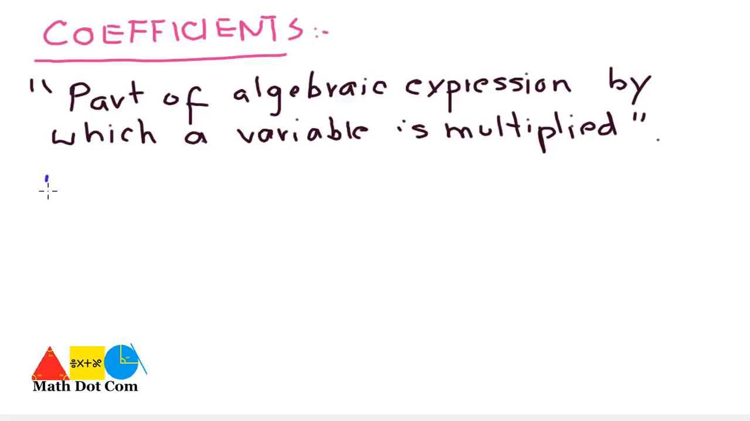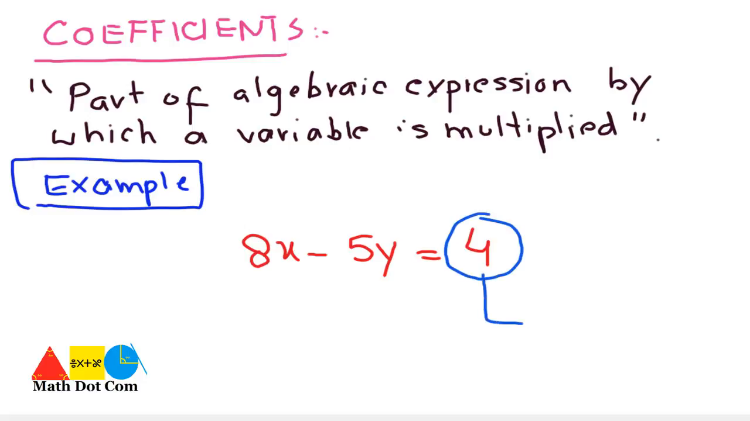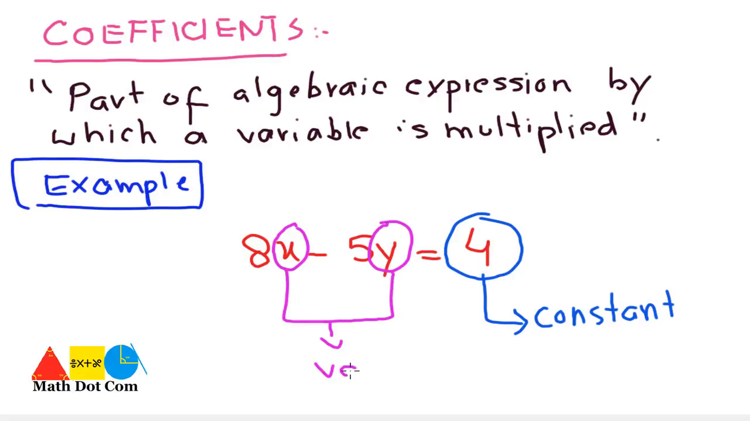Now let's see how. Let's take an example so that you can clearly know what the coefficients are. Let's take the previous example, 8x minus 5y equals 4. Now we will label those that we have already learned. This is the constant, as its value will never change, as it is not multiplied by any variable. Then, these are the variables, as they will change; we don't know their value, and it is not fixed.